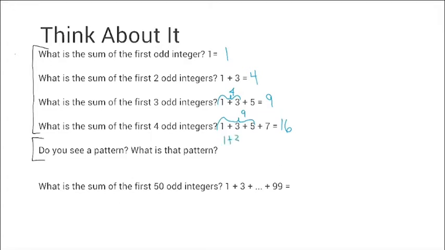1 plus 3 plus 5 plus 7 plus 9 is 25. They go odd and even. Okay, that's not what I'm looking for. You should recognize the following number pattern. 1, 4, 9, 16, 25, 36, 49, 64, 81, 100, 121, 144. Anybody got an idea about that yet?